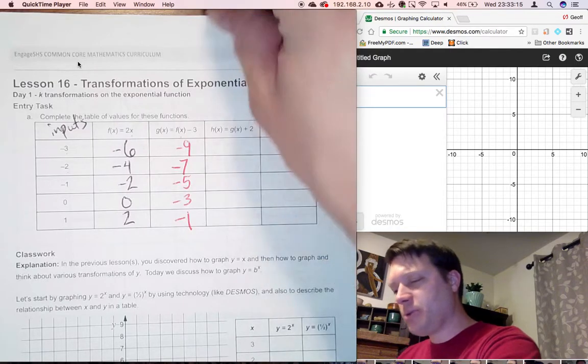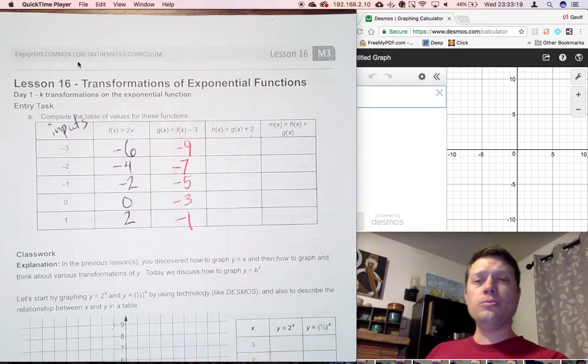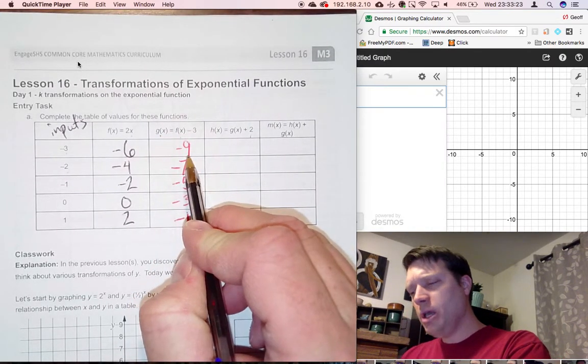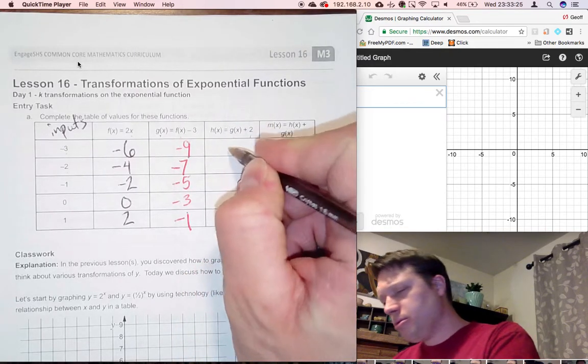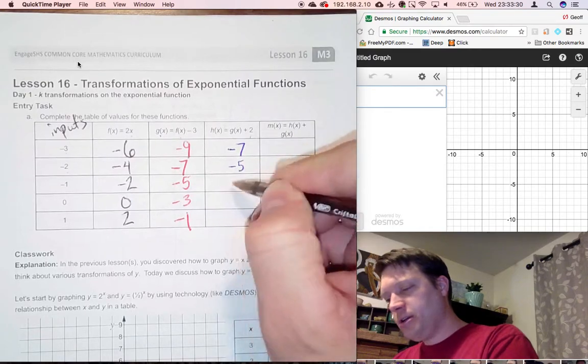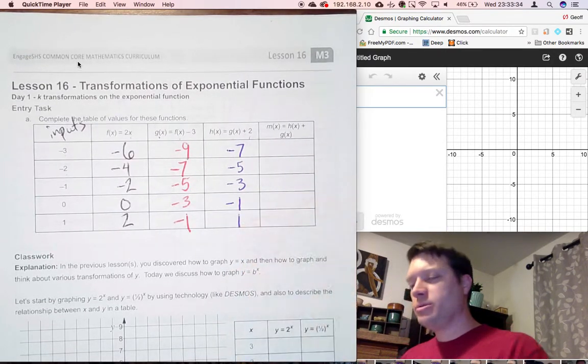For h of x, we're going to take g of x and add 2 to it. So, if g of x is negative 9, then negative 9 plus 2 makes negative 7. Negative 5, negative 3, negative 1, and 1.